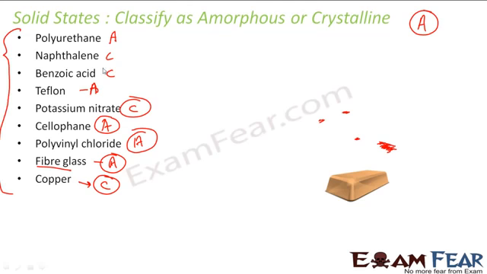Polyethylene is amorphous, naphthalene crystalline, benzoic acid crystalline, Teflon amorphous, potassium nitrate crystalline, cellophane amorphous, PVC is again amorphous, fiberglass is amorphous, and copper is crystalline.